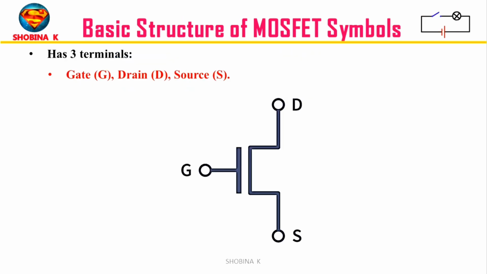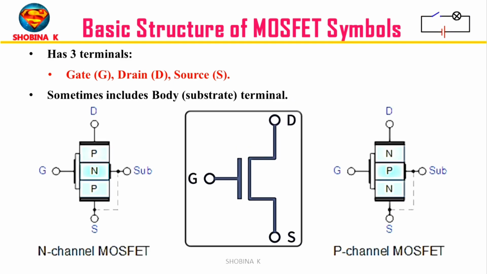It has three terminals, which are source, drain and gate. In source, charge carriers enter the device. In drain, the charge carriers exit. Gate terminal controls the flow between source and drain. Optionally, there is a body terminal called substrate, which is often connected to source.